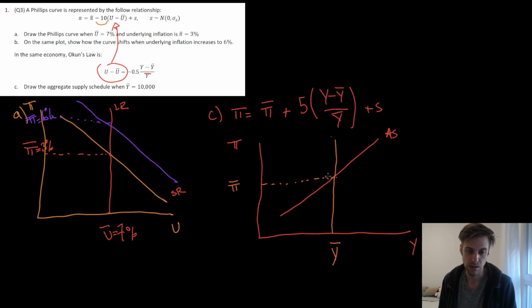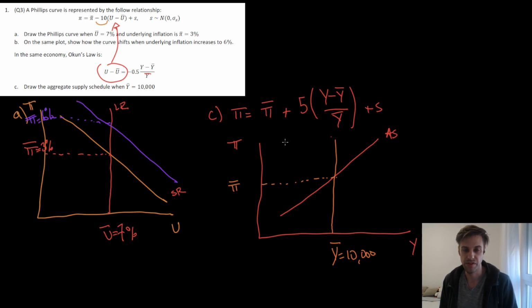If on this AS curve we're at y bar, right? You can see that if we are at y bar on here, we're just left with pi bar. So that's the implied value here. And so what does this look like when y bar is equal to 10,000? Well, we can just label that this is 10,000, and we're done.